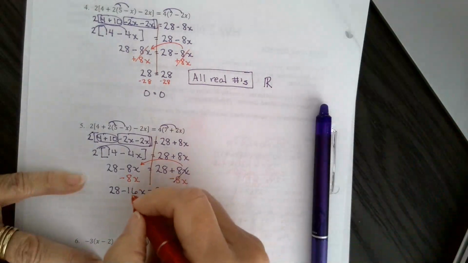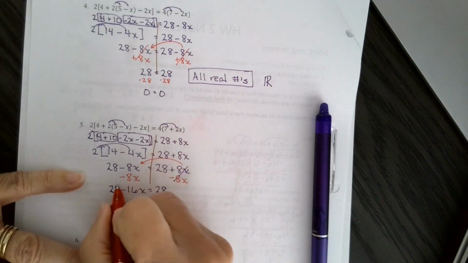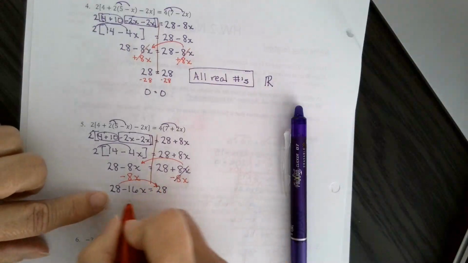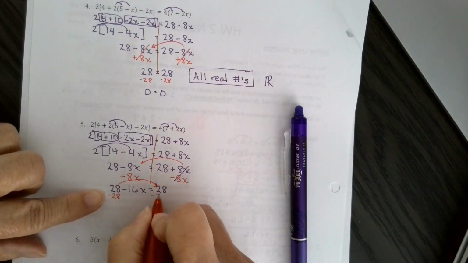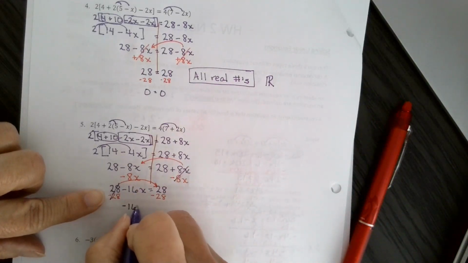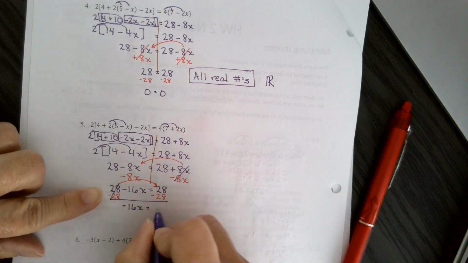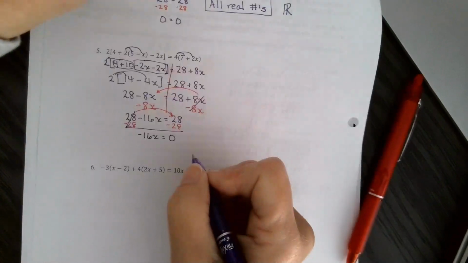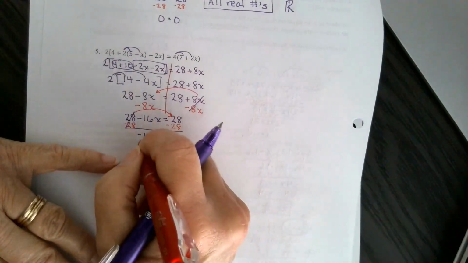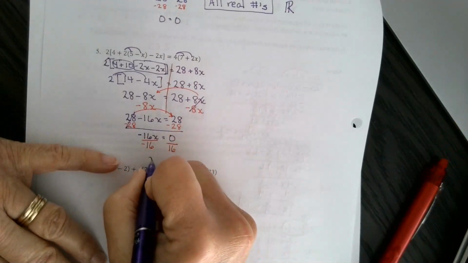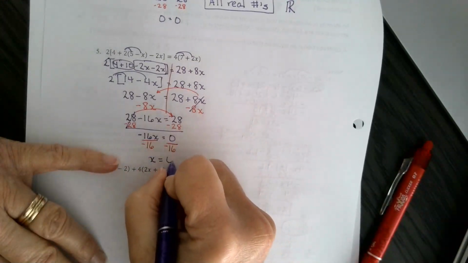Now I've isolated my variables on the left. I'm going to move my constants to the right. So I'm going to subtract 28. That gives me 0. I get negative 16x equals 0. That is fine. 0 is okay in math. It's a number. Now I'm going to divide by negative 16. And 0 divided by negative 16 gives me 0.